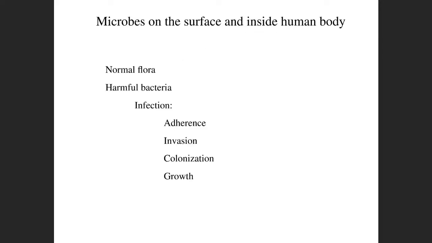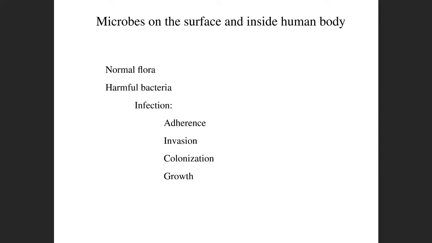Okay, if you want to know more, we can spend more time talking about this. But now I wanted to go back. So those are the normal bacteria. Now I wanted to talk about harmful bacteria, because that's very important.